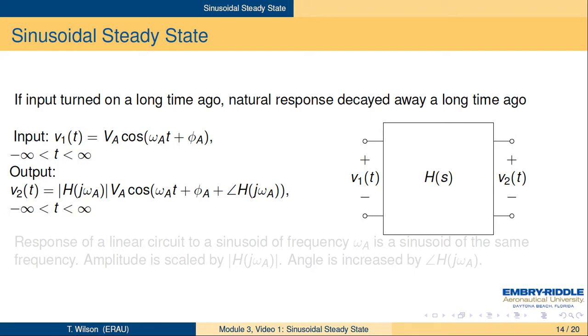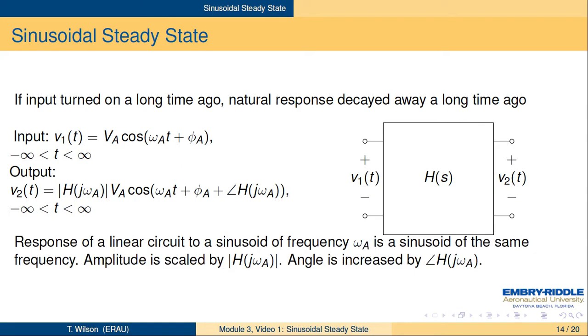We put in an everlasting cosine, we get out an everlasting cosine, the same frequency. We put in cosine omega a t, we get out cosine omega a t. If we have an input amplitude Va, we have an output amplitude magnitude H of j omega a times Va. And if we had an input phase phi a, we have an output phase phi a plus angle H of j omega a. That's the sinusoidal steady state.